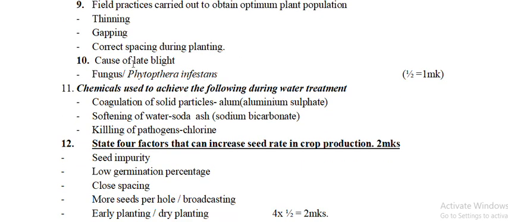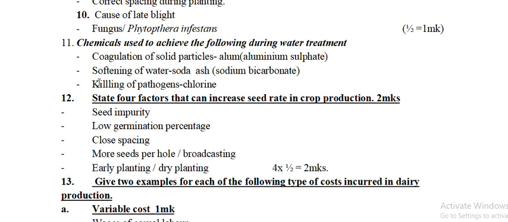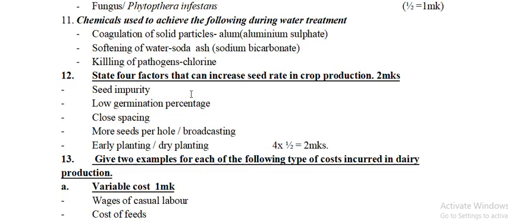Question 10, state the cause of late blight, and it is caused by a fungus, specifically Phytophthora infestans. Then question 11, chemicals used to achieve the following during water treatment: coagulation of solid particles. We have alum, which is aluminium sulfate. Then softening of water. We have soda ash, or sodium carbonate. Then killing of pathogens. We have chlorine.